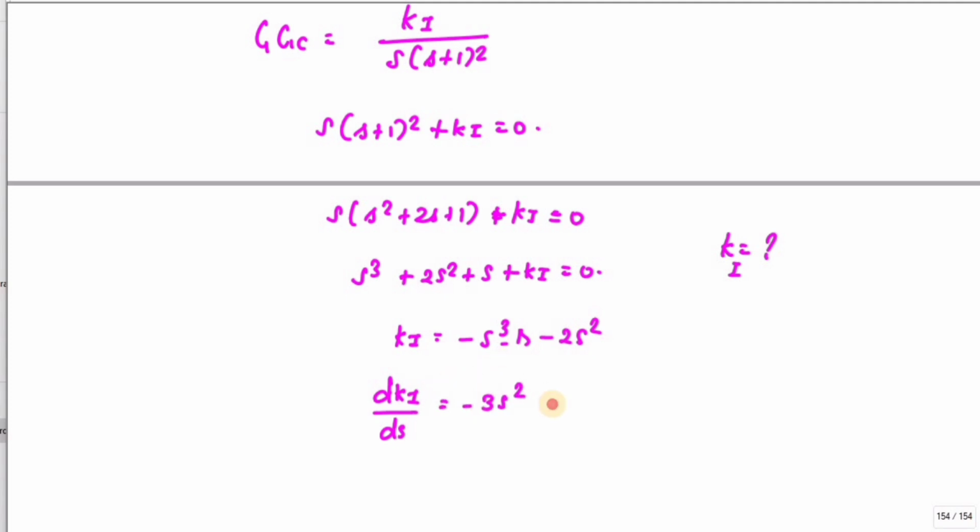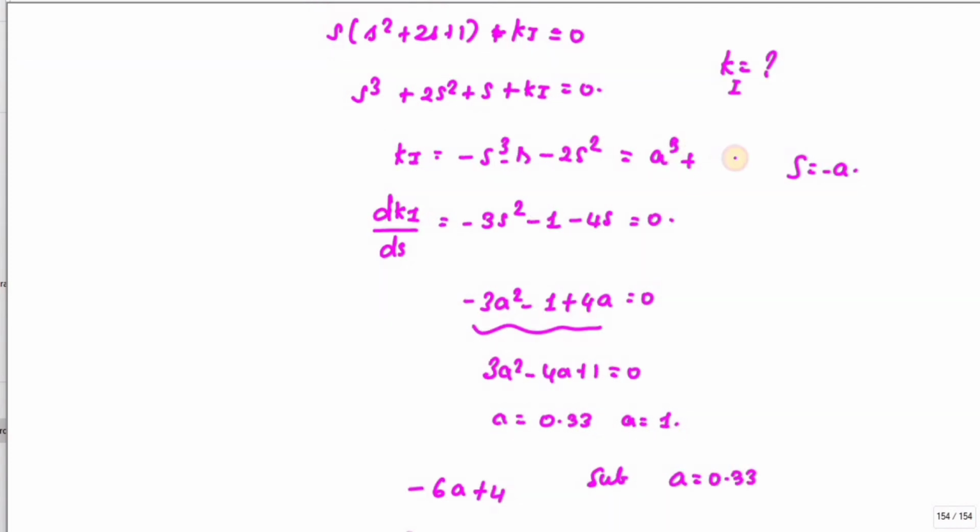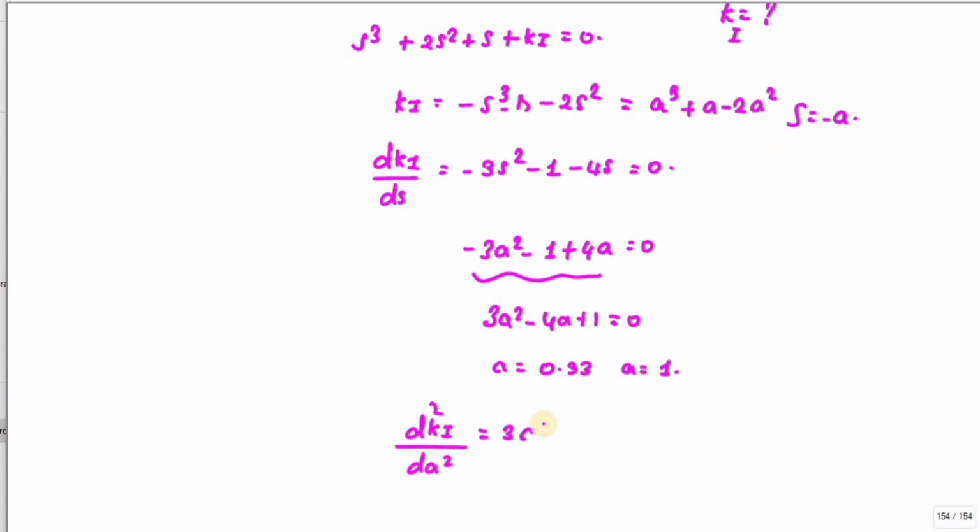So in order to find the value of Ki, I can write Ki is equal to minus S cube minus 2S square minus S. So I am differentiating, dKi by ds is equal to 0. So dKi by ds is equal to minus 3s square minus 1 minus 4s is equal to 0. They have given s is equal to minus a. So you substitute s is equal to minus a in this equation, so that I will get minus 3a square minus 1 plus 4a is equal to 0. Therefore the a value is equal to 1 and a is equal to 0.33.